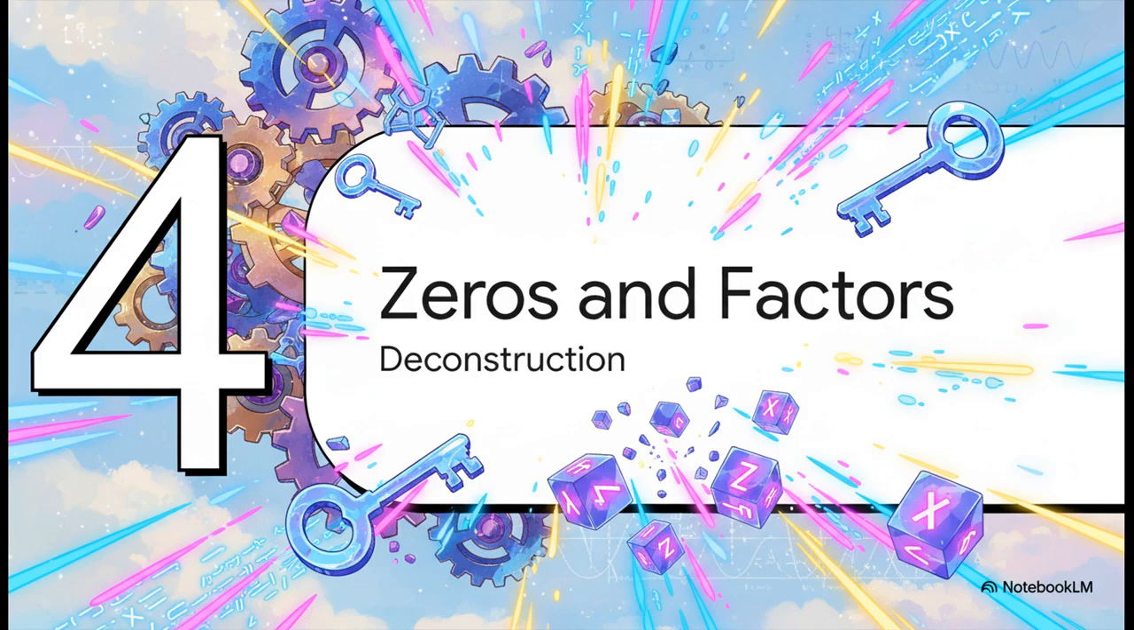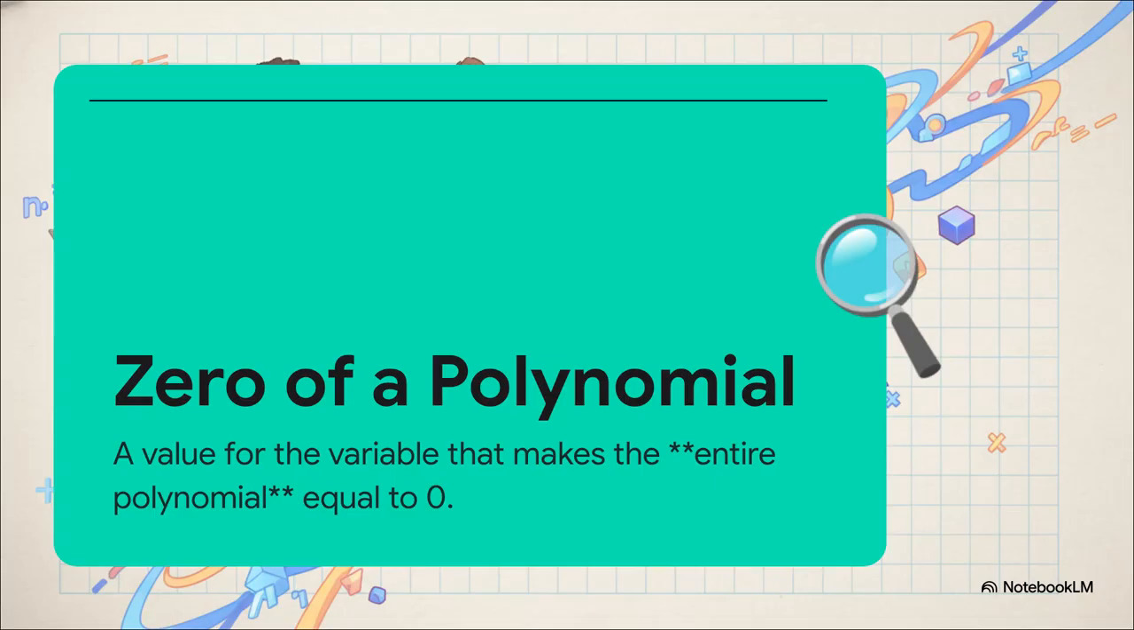Okay, for our last section, we're going to flip the script. We've been all about construction, right? Now let's talk deconstruction. We're going to learn how to find the secret keys that can unlock a polynomial's structure and show us what it's really made of. And this incredibly powerful tool is called a zero. Now, careful, it's not just the number zero. A zero of a polynomial is any value that, when you plug it in for the variable, makes the entire polynomial equal zero. It's the magic input that makes the output completely vanish.